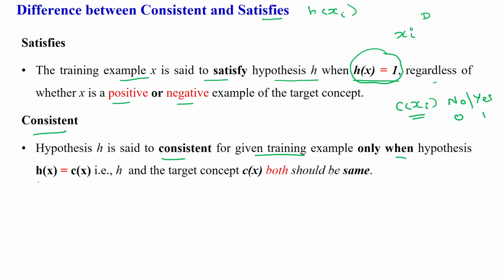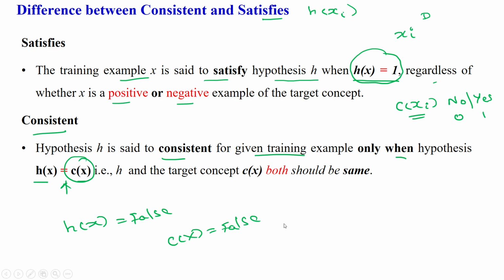the hypothesis is said to be consistent for a given training example only when the hypothesis is equivalent to c of x. For example, suppose you are getting false from the hypothesis, then c of x also should be false. So if both are equal, then we can say that the respective hypothesis is consistent.